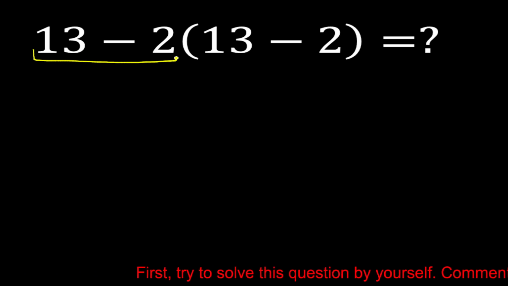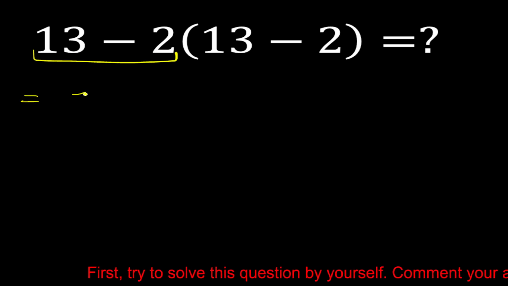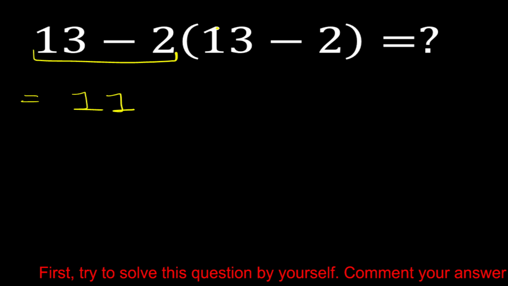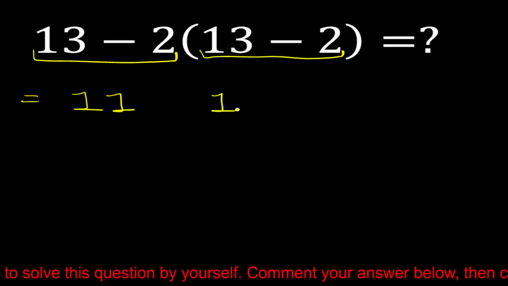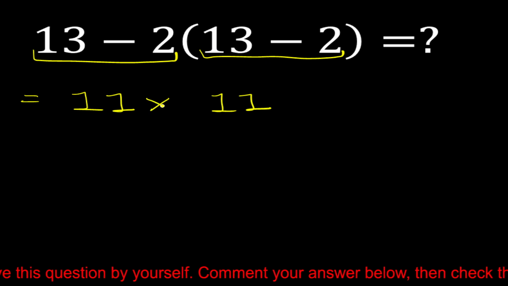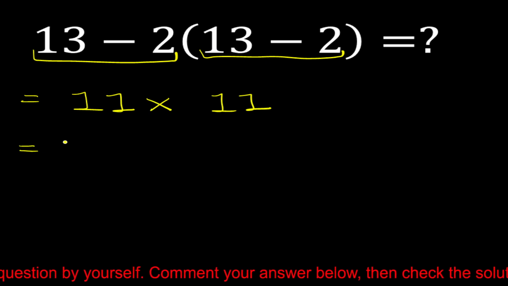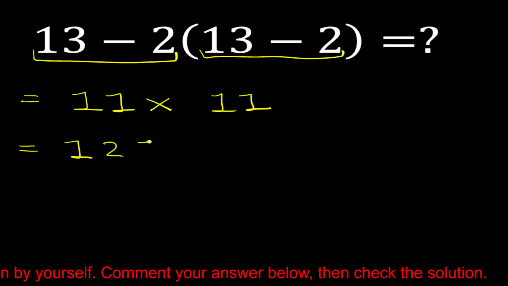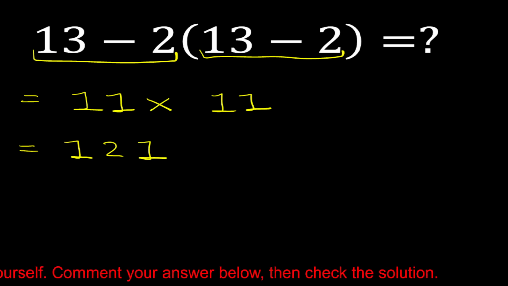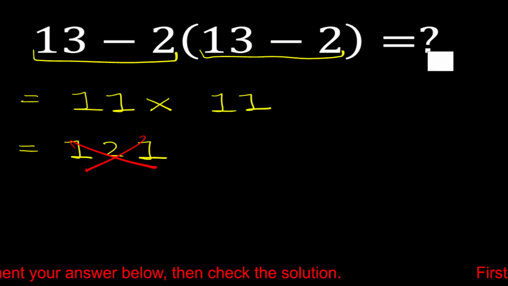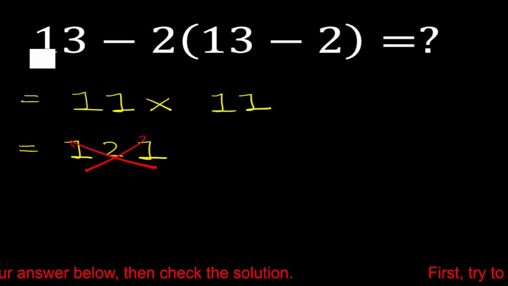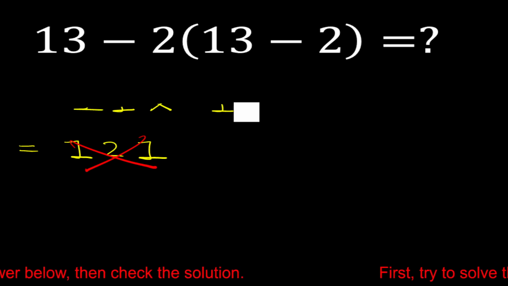So 13 minus 2 is equal to 11. Then 13 minus 2 is also equal to 11. Now 11 multiplied by 11 is equal to 121. But this answer is not correct. This answer is completely wrong. So now let's solve this problem correctly by using the PEMDAS rule.